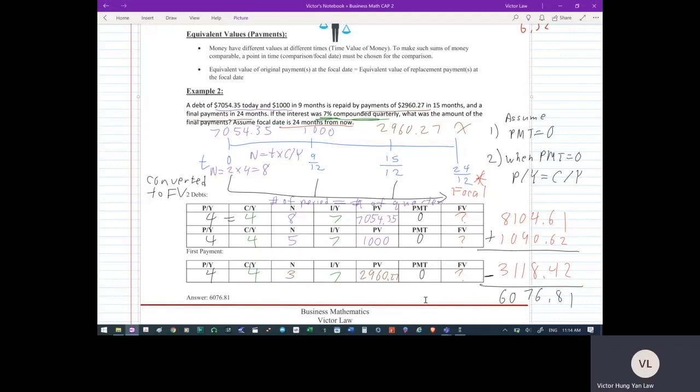So once we have found the future value of these 3 cash flows, then we can calculate X. And what we know is that at the focal date, the future value of these 2 debts has to equal the value of the 2 payments. So therefore, we're going to add up the future values of the 2 debts that we calculated here, and that will equal the value of the 2 payments. So in order for us to find X, we're going to add the future value of these 2 debts, and then subtract the future value of the first payment, which is the 3118, and then you're going to get X equals 6,076.81, and that's your answer for example 2.